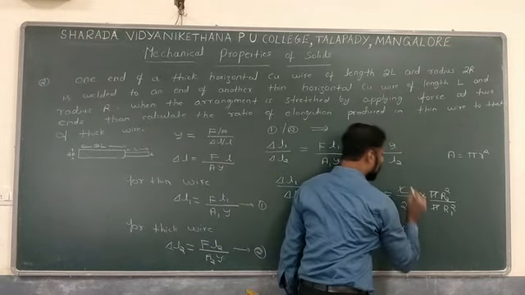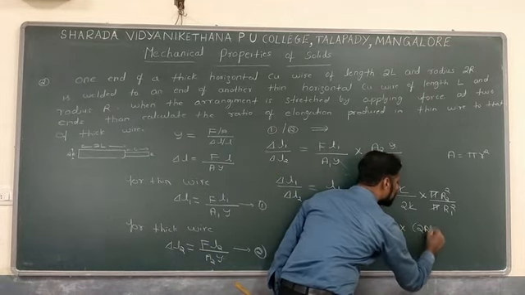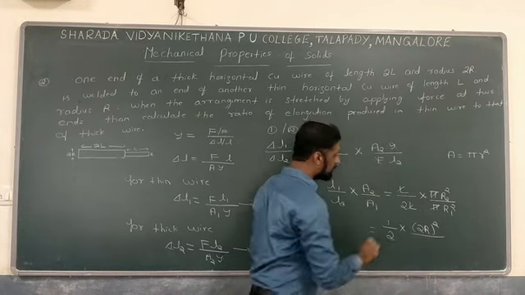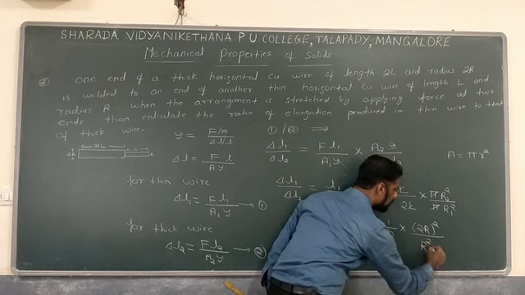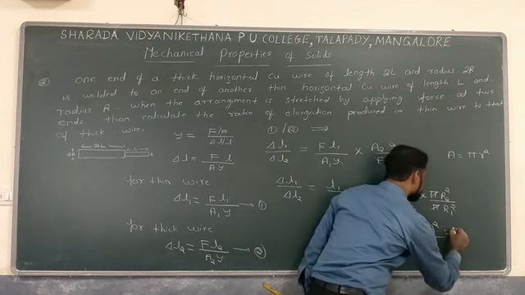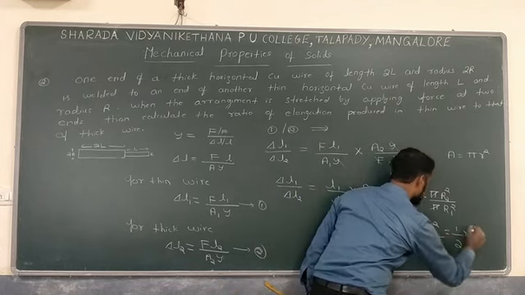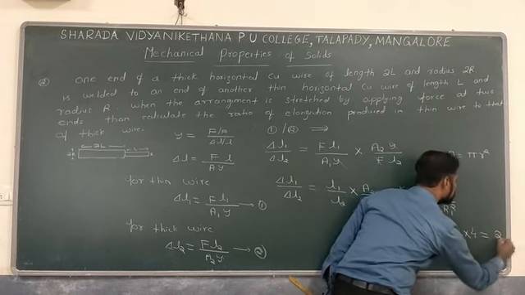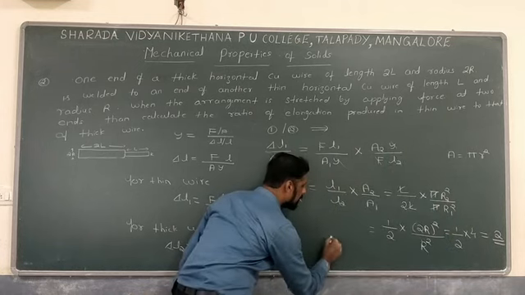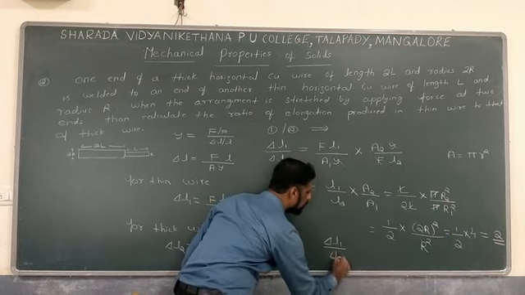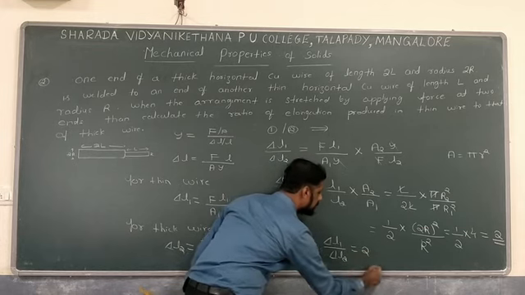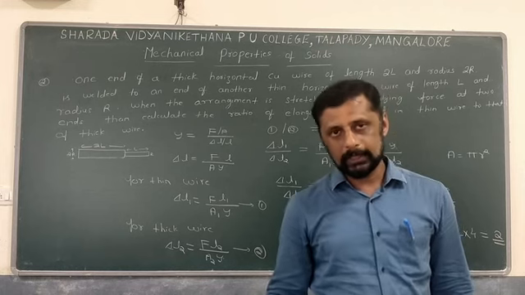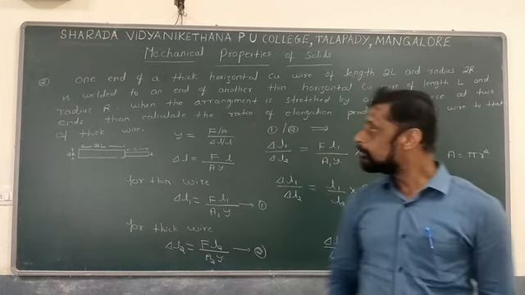The radius of the thick wire is 2r, that is (2r) whole square divided by r1, where r1 represents the radius of the thin wire, that is r, so r square. That can be written as 1 by 2 into 4r square divided by r square, r square gets cancelled, that is equal to 2. So the ratio of delta L1 to delta L2 is equal to 2. This is the answer. Actually this problem was asked last year in the JEE Mains examination.